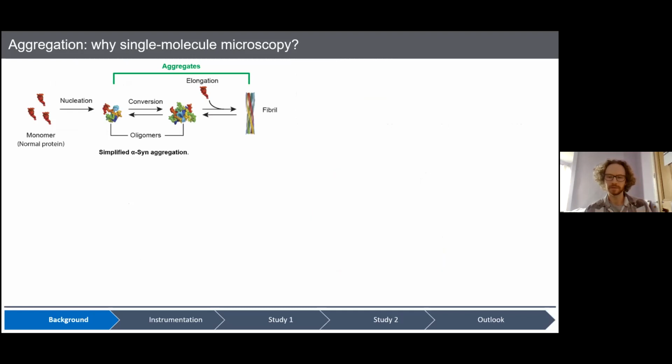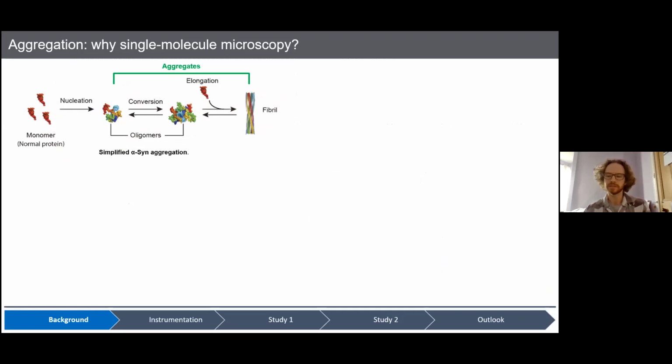So what do I mean by aggregation? It's the process when a protein changes from its normal functional shape as a single monomer, and then begins to clump to form these small oligomeric aggregate structures, so these oligomers. And then it keeps clumping together to form these larger fibril structures.